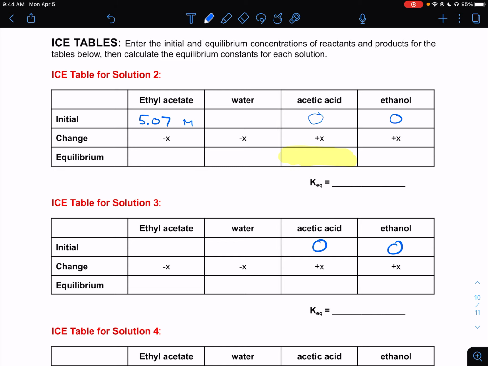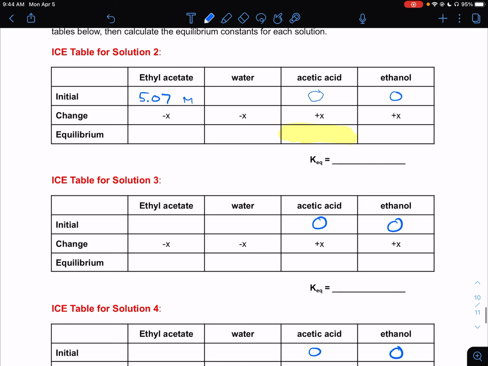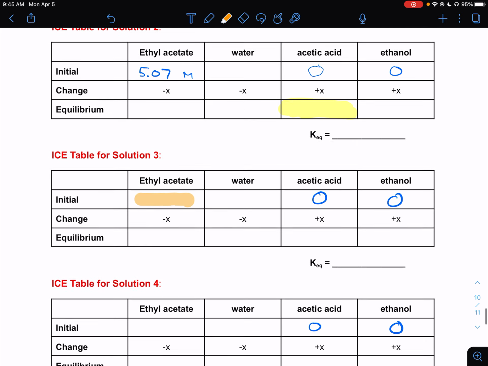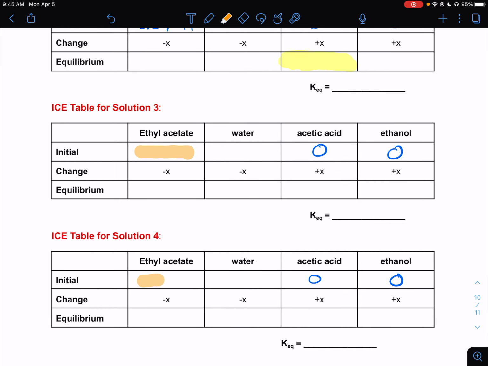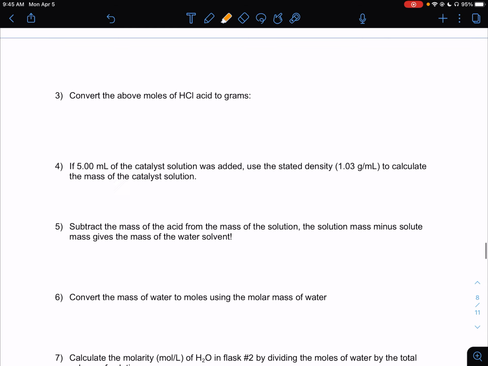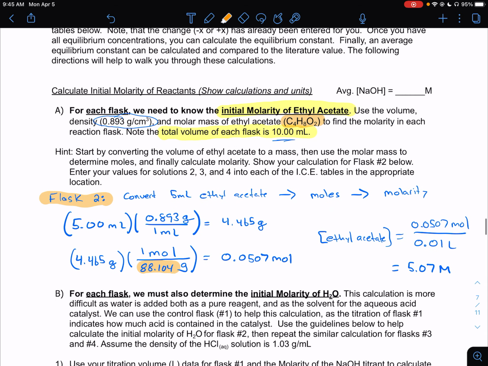So we have one step done. You will now need to go through and do a similar calculation to find the initial concentration in Flask 3 and Flask 4. The only difference in those calculations is going to be what your initial volume of ethyl acetate was. And you'll have to go through those.